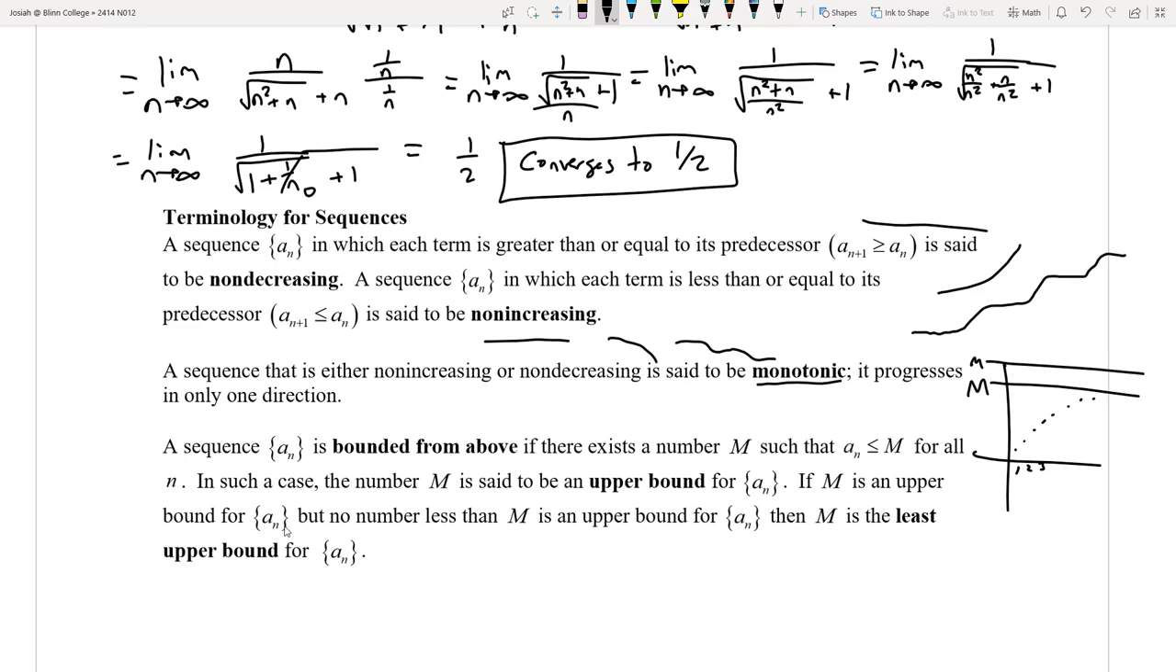If m is an upper bound for a sub n, but no number less than m is an upper bound, then m is the least upper bound. So if we can get exactly the ceiling of our sequence, and it maybe even is almost an asymptotic behavior, then m would be the least upper bound. As soon as we try to bring this particular line lower, we start running into points here. This is also known as a supremum. And it's a really important analysis term, a supremum.